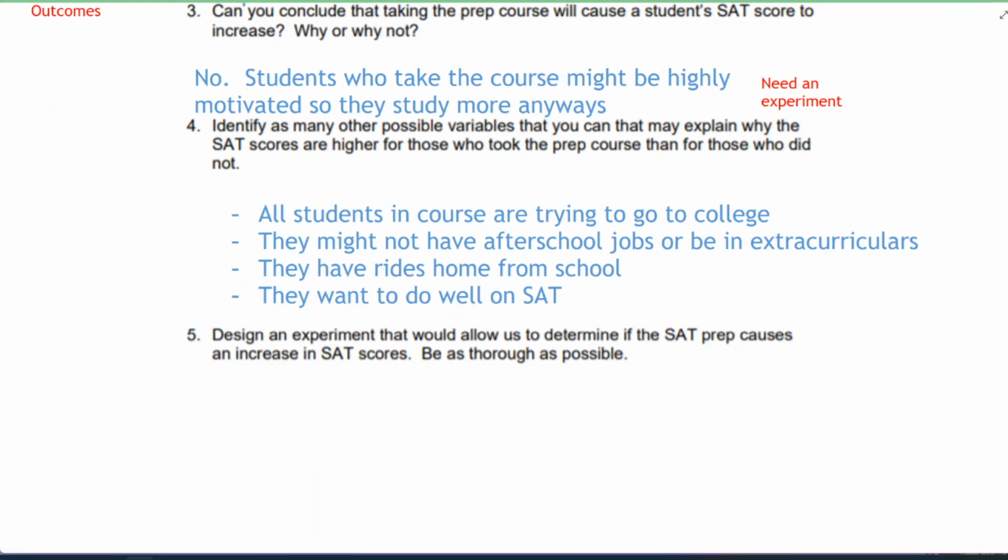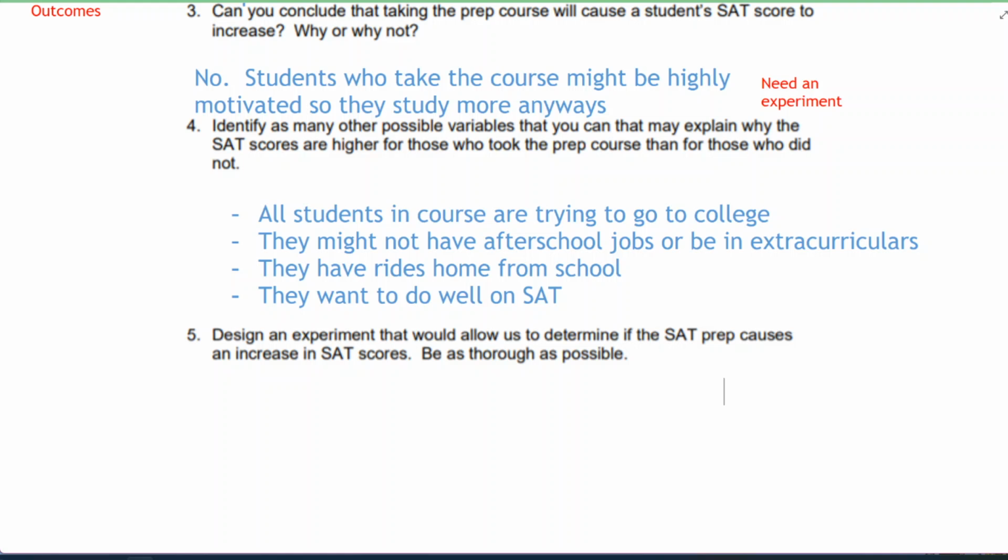Perhaps all the students who decide electively to take the SAT prep class are all trying to get into college. So they have a vested interest, or maybe a higher interest, in taking that SAT and getting higher scores. Also, if they are taking that prep class, probably fewer of them would have an after-school job or extracurricular activities because that would interfere directly with taking that class.